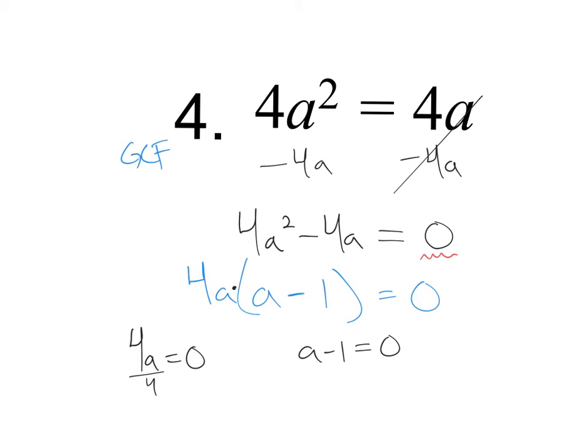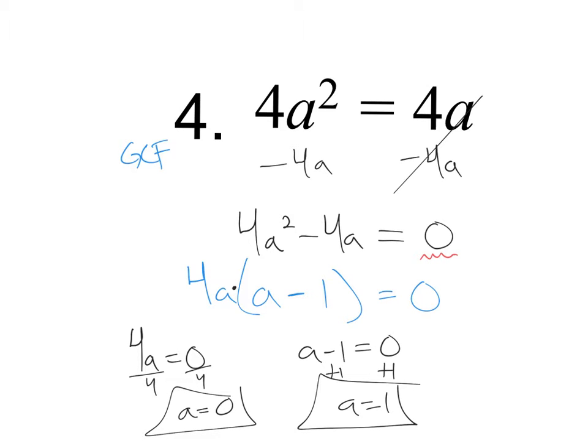So solving for the first one, we're just dividing by 4. 0 divided by 4 ends up being 0. The second one, just adding 1 to both sides to get a is equal to positive 1. So here we have our two solutions, 0 and positive 1. So once we got everything to the left-hand side, the method that we used this time was just the greatest common factor method. Pull the greatest common factor out of our two terms and set each factor equal to 0 and solve.